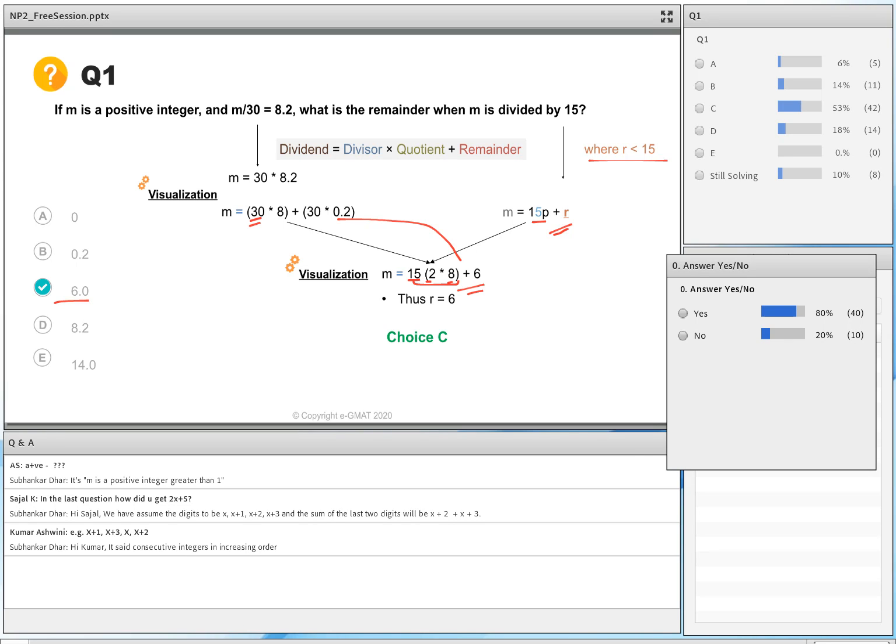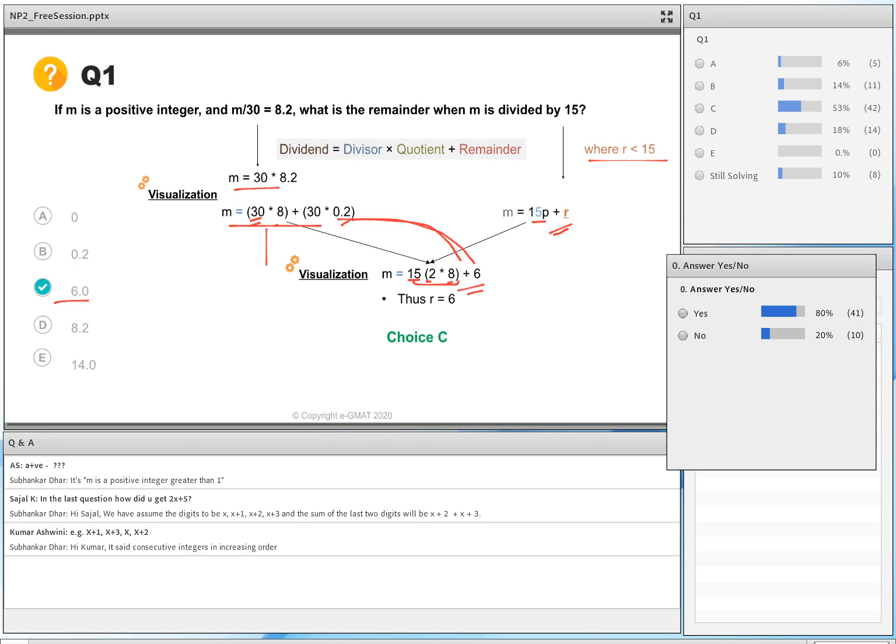So basically, the value of m would be equal to 30 times 8.2. Then I write 8.2 as 8 plus 0.2, just dividing it into the integral part and the fractional decimal part, right? Now the value of m is nothing but 30 times 8 plus 30 times 0.2. And what is 30 times 0.2? It's simply 6. So I've written down 6 over here.